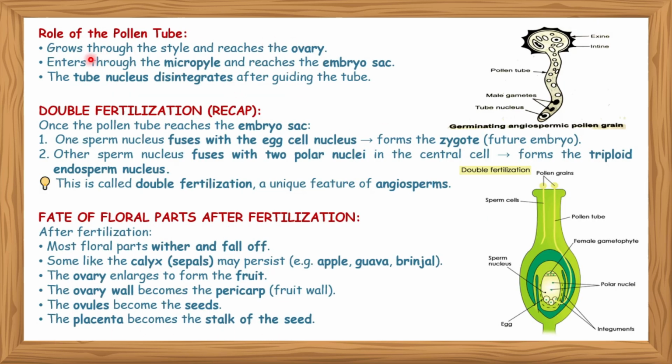Role of pollen tube: it grows through the style and reaches the ovary, enters through the micropyle and reaches the embryo sac. The tube nucleus disintegrates after guiding this tube. Double fertilization: once the pollen tube reaches the embryo sac, one sperm nucleus fuses with the egg cell nucleus, forming the zygote or future embryo, and the other sperm nucleus fuses with two polar nuclei in the central cell, forming the triploid endosperm nucleus. This is called double fertilization, a unique feature of angiosperms.